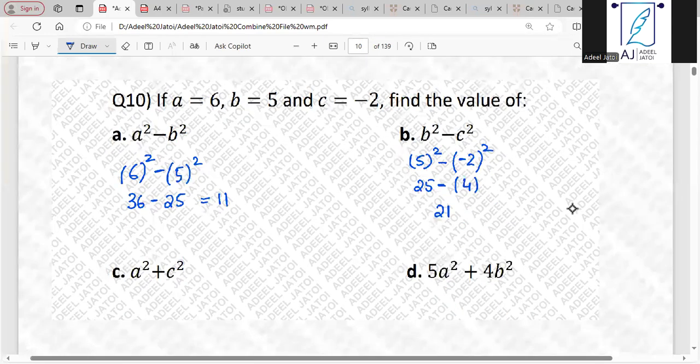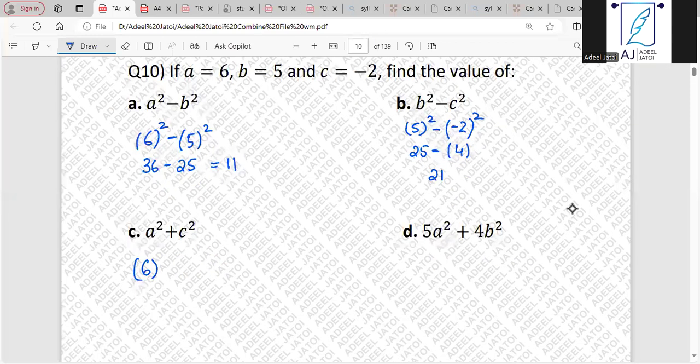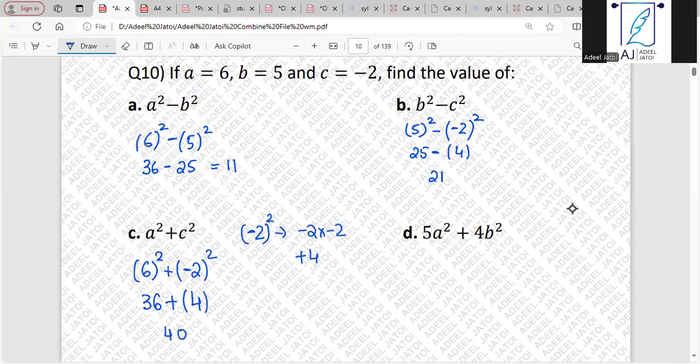Part C, A is 6, so this will be 6 squared plus C, which is -2 squared. So 6 squared is 36 plus, and -2 whole squared is 4. Remember this one thing: -2 whole squared means -2 multiplied by -2. So negative negative becomes positive, so this would be 4. So 36 plus 4 will become 40.